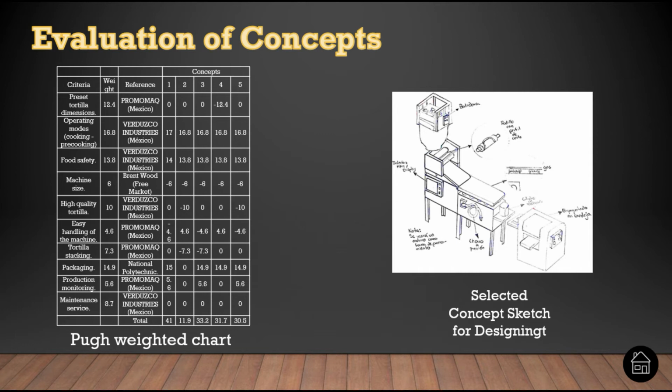In the evaluation of concepts, the Pugh chart using the relative weight obtained in the quality function deployment was used, and the best was concept number 1, which is presented on the screen.